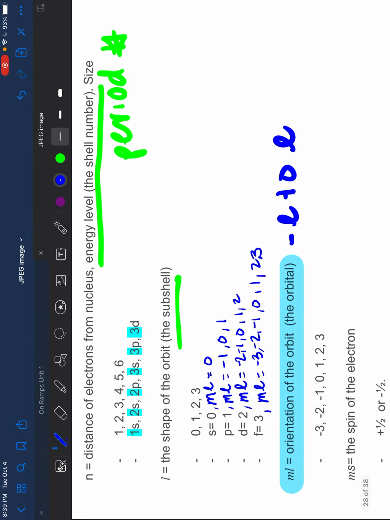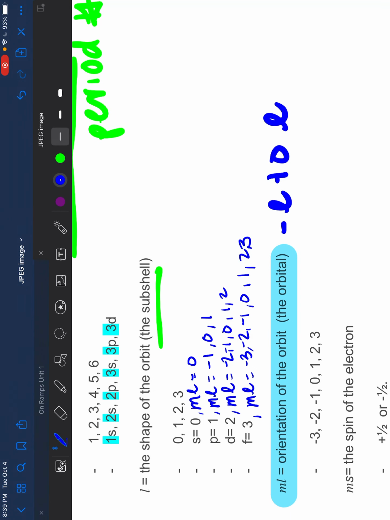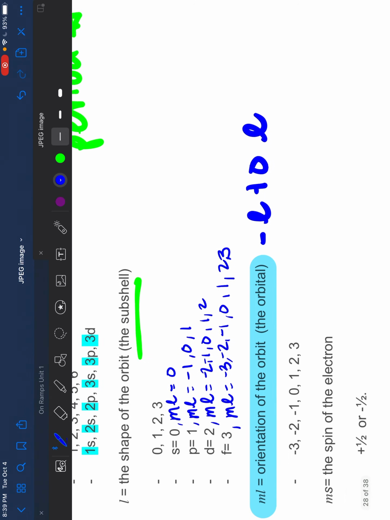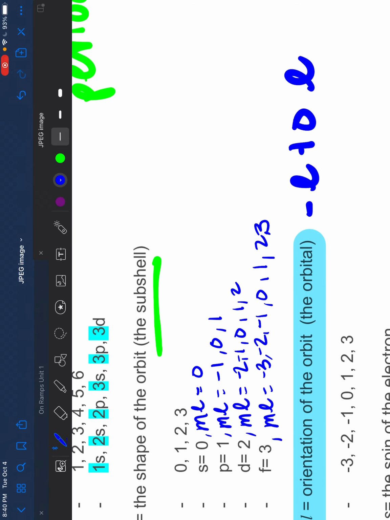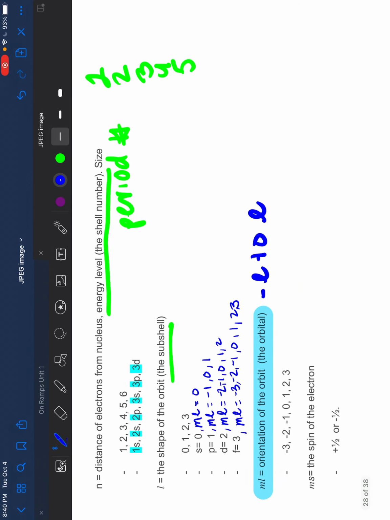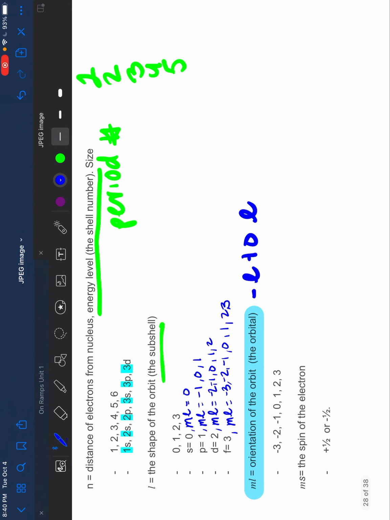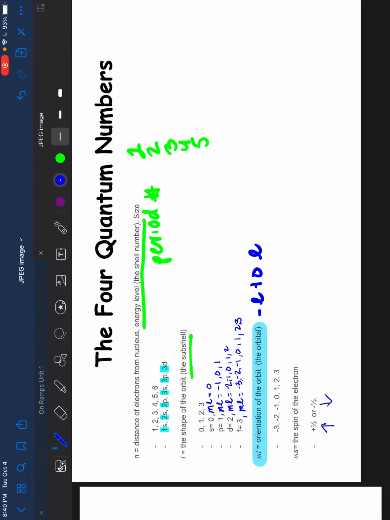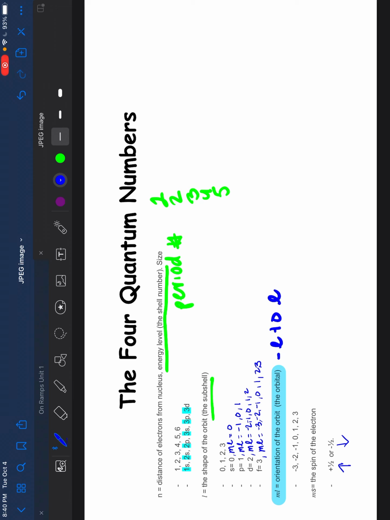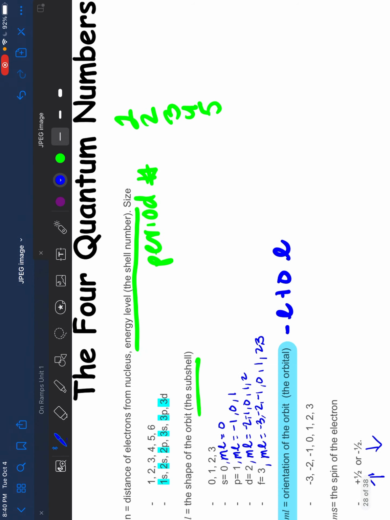This is where our boundaries come into play. You can only have certain numbers for ml. And then for spin, it's either positive or negative 1/2. Positive is up, negative is down. As we see in our electron configuration orbital notations, one goes up and one goes down in each orbital.